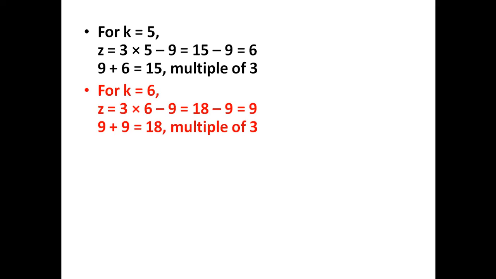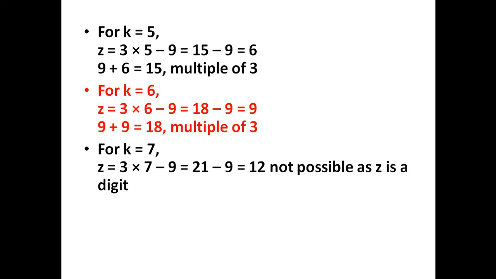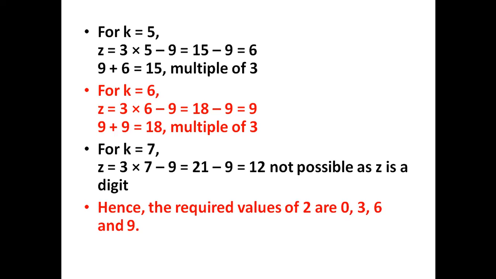Then k is equal to 6 we try, that time we will get z equal to 9. 9 is also a single digit number, so it can be taken as a value of z. Then k is equal to 7, we get z as 12. 12 is a 2-digit number which cannot be taken as a value for z, so that is not possible. So the possible z values are 0, 3, 6 and 9.